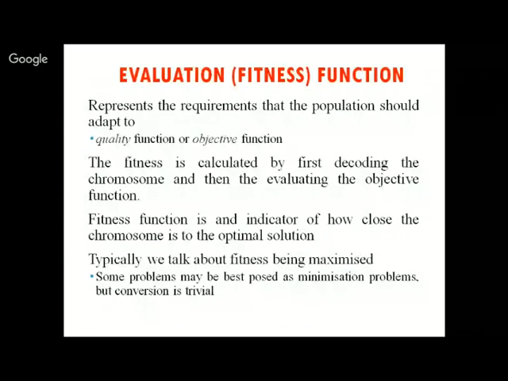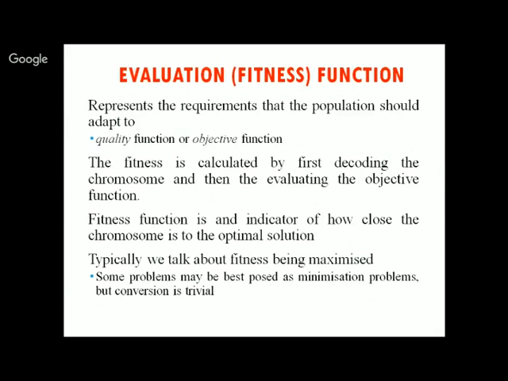Okay, now the fitness function. It represents the requirements that the population should adapt to. We have an objective function or a quality function depending on the problem in which you are applying it. So it is calculated first by decoding the chromosome and then evaluating the objective function. The fitness function is an indicator of how close the chromosome is to the optimal solution. So it is up to the researcher to find out what your fitness function is.